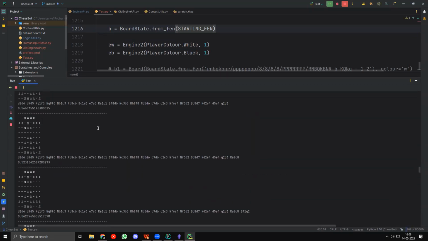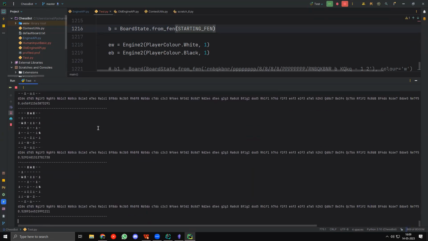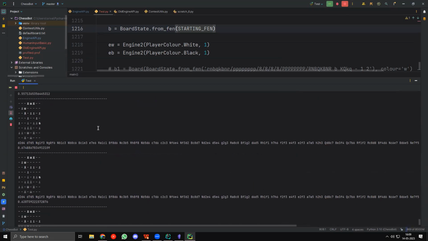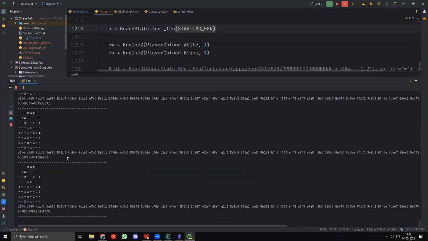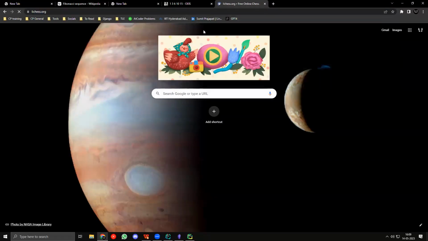Yeah, I think I have made some bug because this is not castling right now, but whatever. It still plays decently well. I can fix the issue soon, but let me just go to Lichess and show you how it does it.